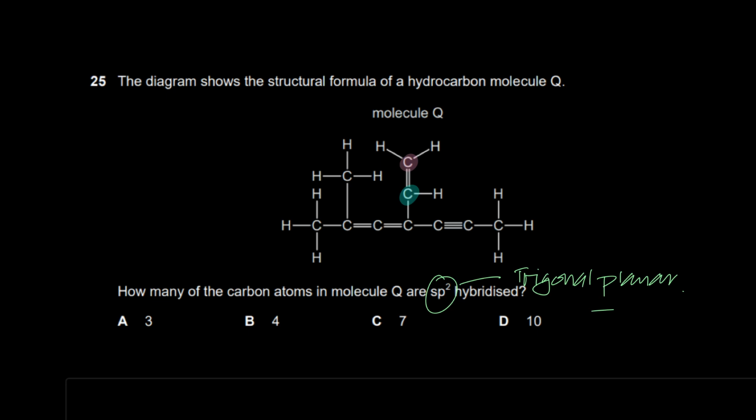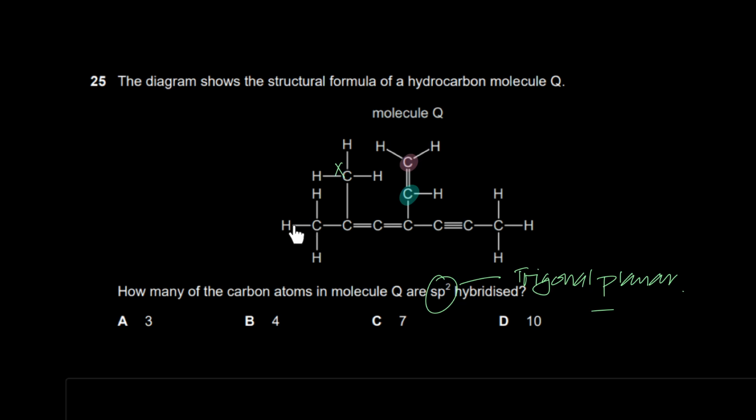Don't be confused by the structural formula. He's just given you the structural or displayed formulas. He has not given you the 3D shapes. You have to just imagine them. Let's move on to the next carbon. This carbon has 4 electron densities, so it's tetrahedral. 1, 2, 3, 4. So this is not the option. I can cross this out.